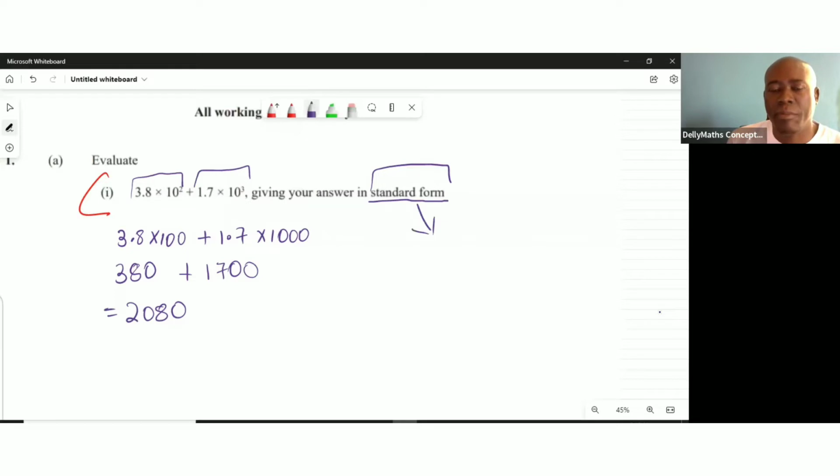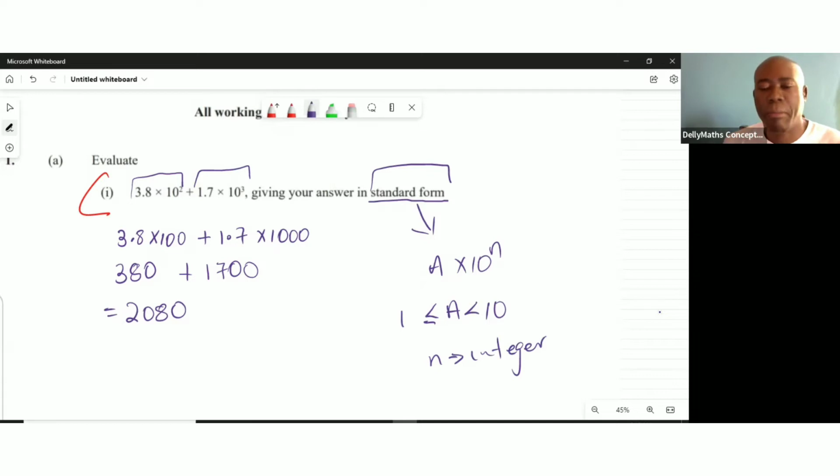Remember that standard form is written in the form A times 10 raised to the n, where A is a number less than 10 but greater than or equal to 1. So we have to write it in that form, and n is an integer. So n would represent an integer, which means that it could be a negative number, a positive number, or 0. No decimals or fractions for the power of n.